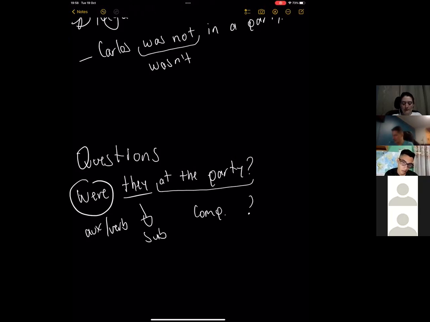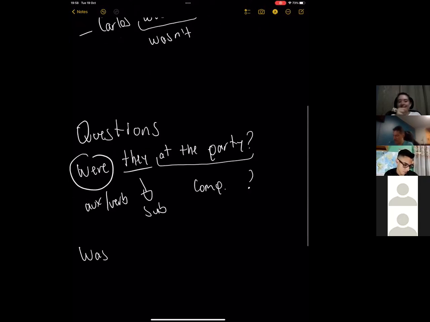Let's make another one. Okay, was she happy? Question mark, perfect. So I have the verb and auxiliary, which is was, then I have the subject, and then I have the complement, which is happy. Was she happy? ¿Era ella feliz? Yes, no, we don't know.